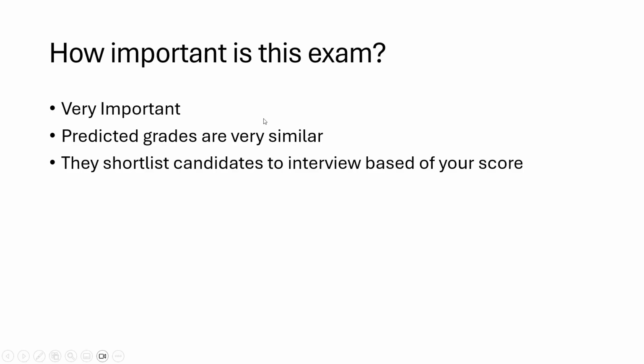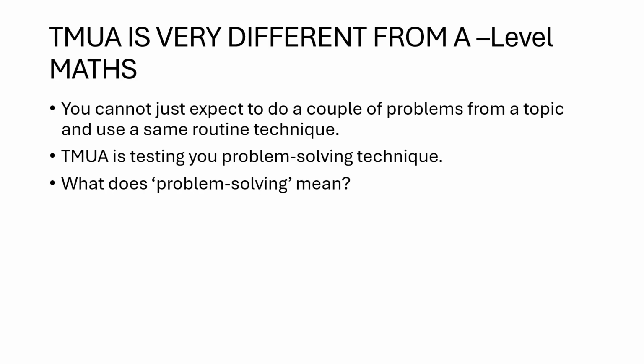So depending on your TMUA score, they shortlist you to interview if the course has interviews. Otherwise, they just give you the offer right away. If not, they'll interview you based on your TMUA score, if you meet the cutoff threshold they have in mind, and then yeah, you go onward with the process. Yeah, so this is what I wanted to stress, guys.